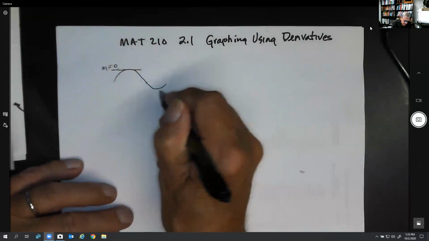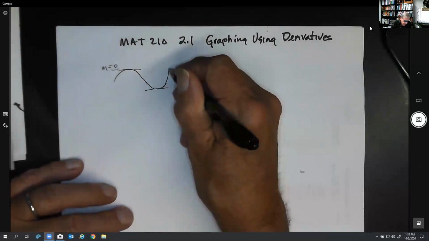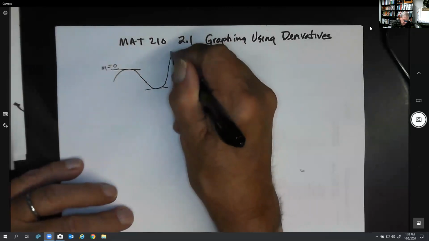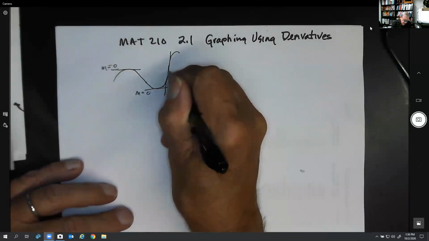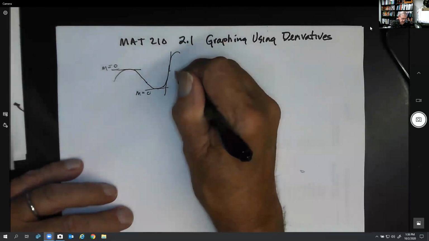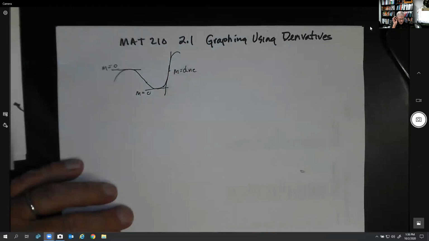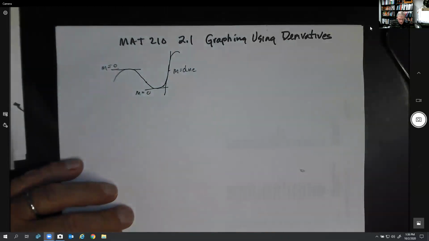Here's another indication. Maybe this goes up really straight, like that, and then curves. And this would be a point right here, and it might be even steeper than that, obviously, where the slope does not exist. That's another key point at which we will graph. We will use the first derivative to help us graph.